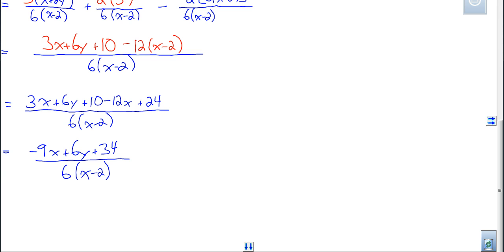Now at this point I don't want to be satisfied with my final answer. I want to see if there's something that I can common factor out of the numerator so that I can maybe divide out something in the denominator. But there's no common factor for 9, 6, and 34. So this is my final answer right here. And I only have one restriction, that x cannot be equal to 2.